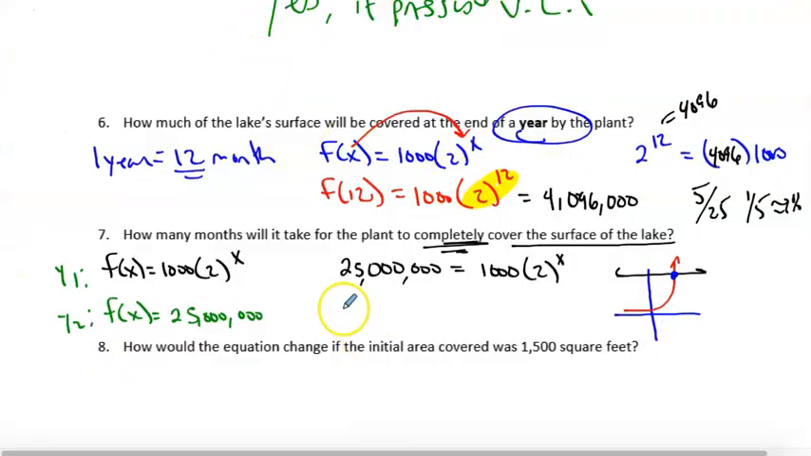So when x is equal to 14.61 months, or about 15 months if you want to estimate. All right, so that's using Desmos.